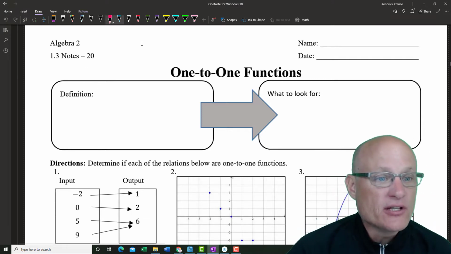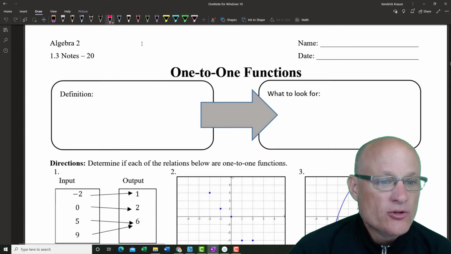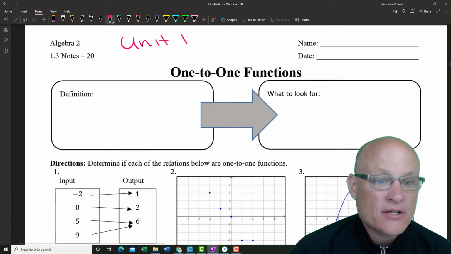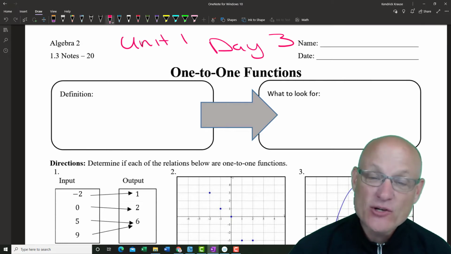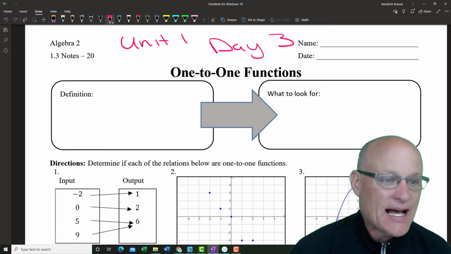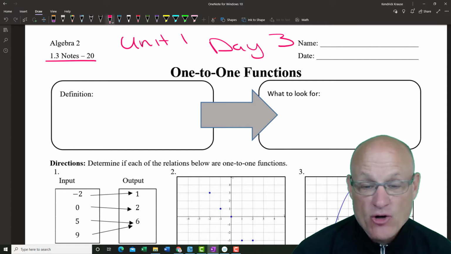Unit 1. Let's see. Let's go back to fuchsia. Oops. Unit 1. Day 3. Drei. Well, I should start teaching you guys German. Tage 3. This is going to be our notes for today.